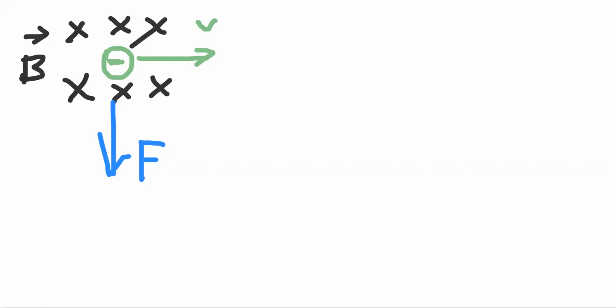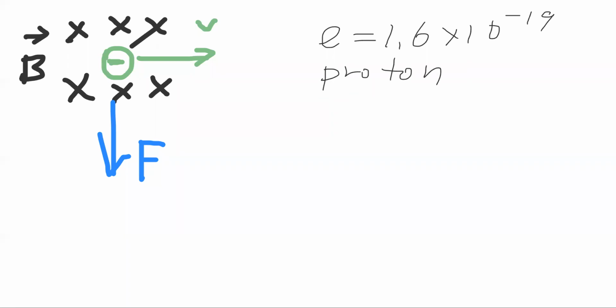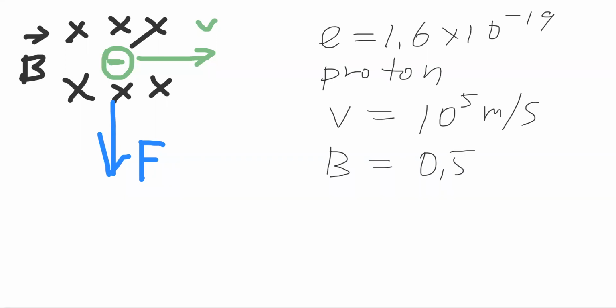Okay, let's try some numbers. Let's say we have an electron flying. So the elementary charge will be 1.6, and this will be, well, let's start with a proton. It will be a proton, and let's say it's flying at the speed of 100,000 meters per second. And let's say we have a magnetic field of strength 0.5 Tesla.